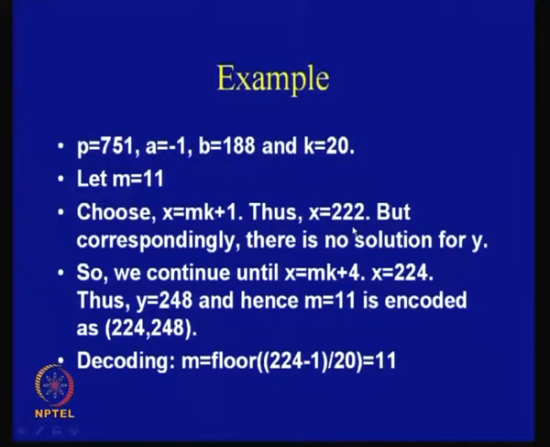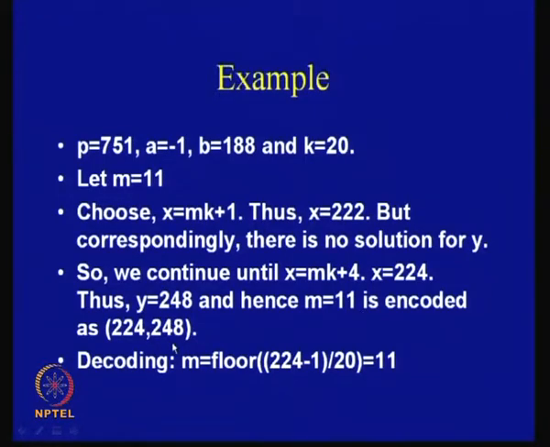So, this is 221, but correspondingly we can see that there is no solution for y. If you take this value of x and plug it into the curve equation, then you will not get an integral value of y. That you can check offline. Similarly, we continue like this and keep on incrementing i: 1, 2, 3 and so on, and you will find in this case that when i is equal to 4, x is equal to 224, and then there is a corresponding value y equal to 248, which is an integral solution. So, that means this m equal to 11 can be encoded as 224 comma 248.